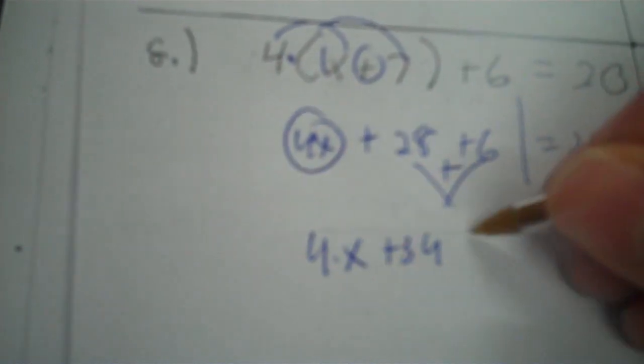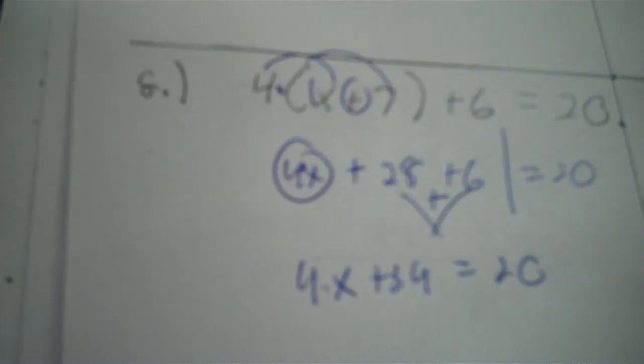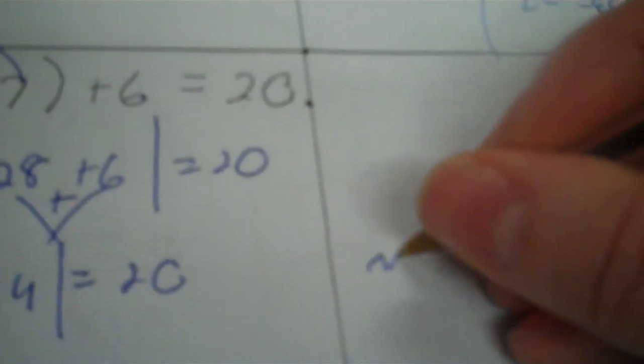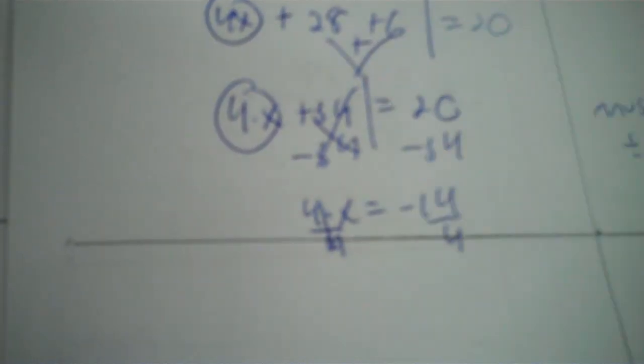So you got 4 times x plus 34 equals 20. Or you can just subtract them one at a time, but it makes more sense to me to combine them first. So we're going to minus 34, and then we're going to divide by 4, but we are not doing the square root now. So that's going to be negative 14. And then I divide by 4, and that's going to be negative 3.5.